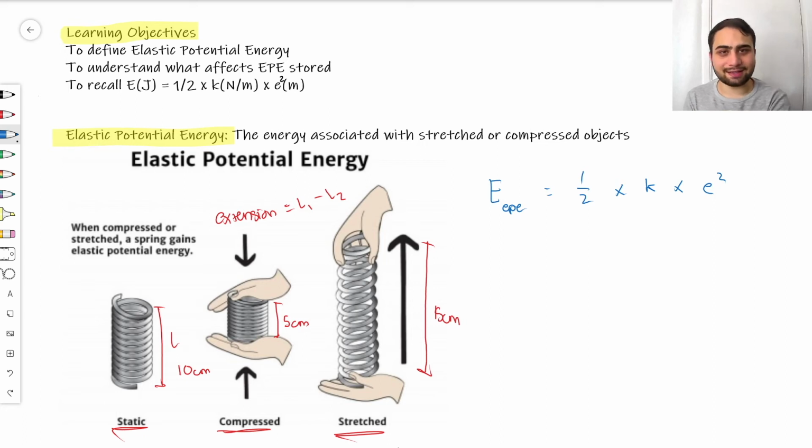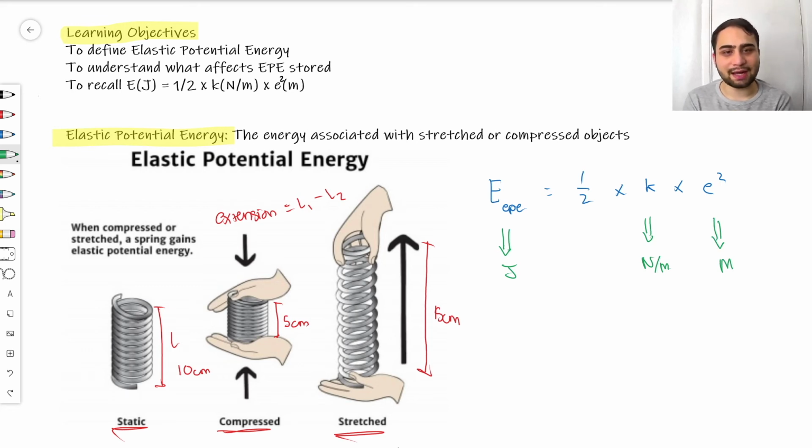Now the squared is important, just like in kinetic energy. Have a look at our units. Energy is, as always, in joules. Half is just a number, no units. Our spring constant is in newtons per meter, telling you how many newtons, how much force, it will take to stretch the spring by a meter, or rather for a certain distance. Then we have our extension squared, and that's in just plain old meters. Okay, so those are all of our units right there.